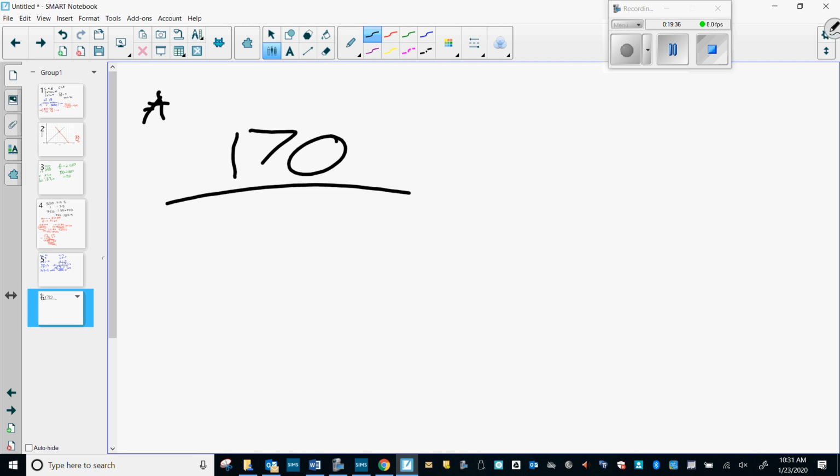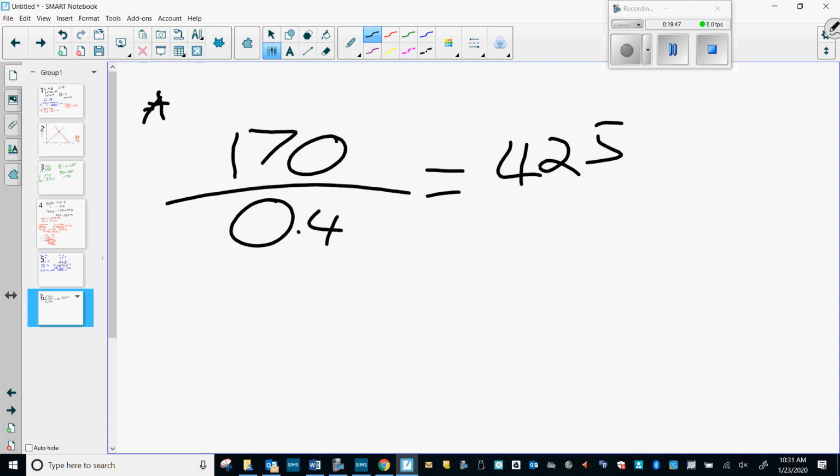Okay, there's A. So I did 170 because that's what the mass was, and then I did volume. And so that would have given me 425 for the volume. And then the same for B.